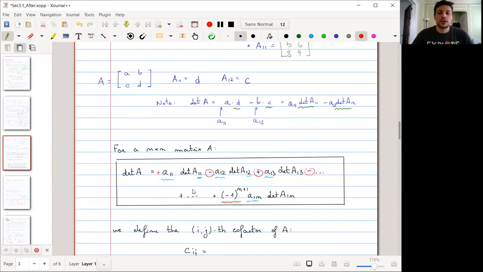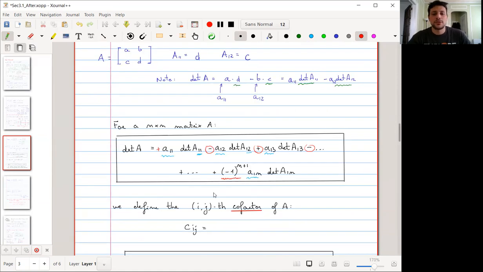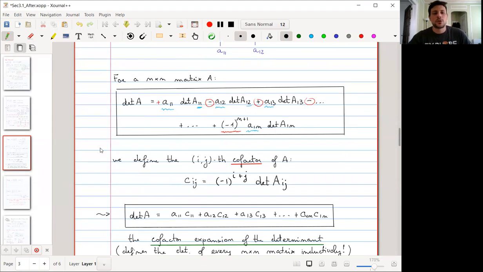To make this formula look a little bit cleaner, people define the cofactors of A in the following way. The ijth cofactor of A is defined as the determinant of the reduced matrix Aij, but adjusted with a sign. The sign adjustment depends on the indices. So the cofactor Cij is -1 to the i plus j times the determinant of capital Aij. If we use this formalism, these Cij's, then the formula for the determinant becomes a little bit nicer.